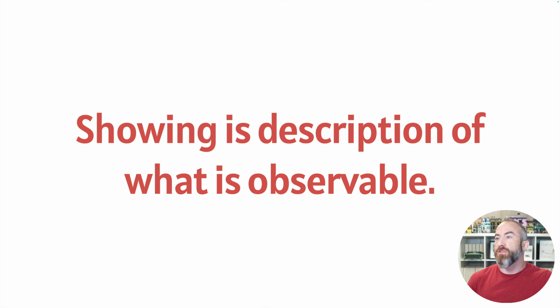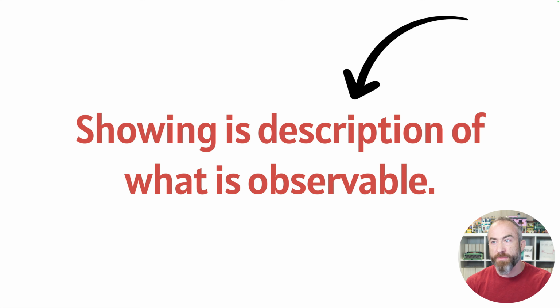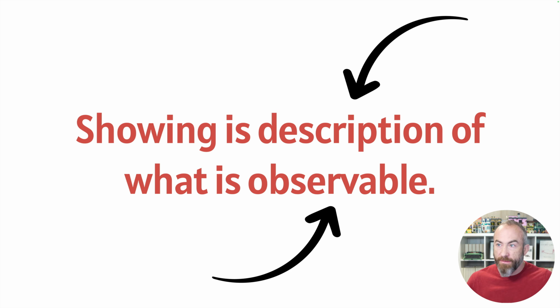So by the end of this video, you're going to understand what show versus tell really means and how to make sure you're showing in your writing instead of telling. So let's just start with the definition. Showing is description of what is observable. And the two most important words in that are description and observable. So we're taking what can actually be observed in the world and we're describing it.